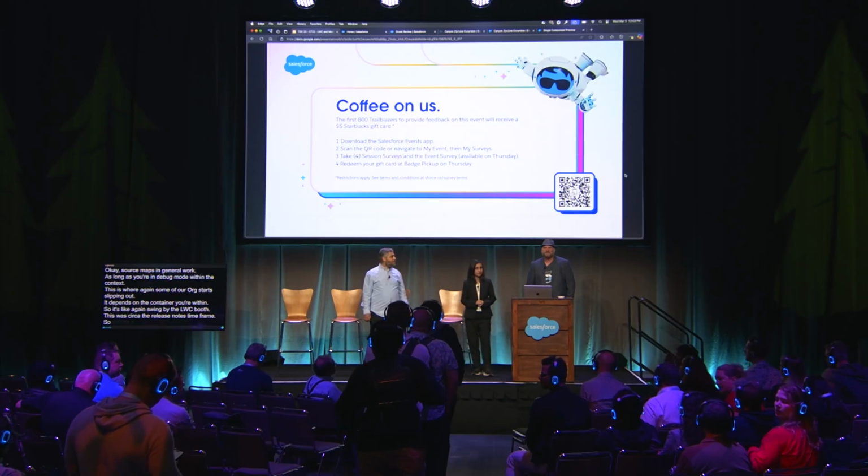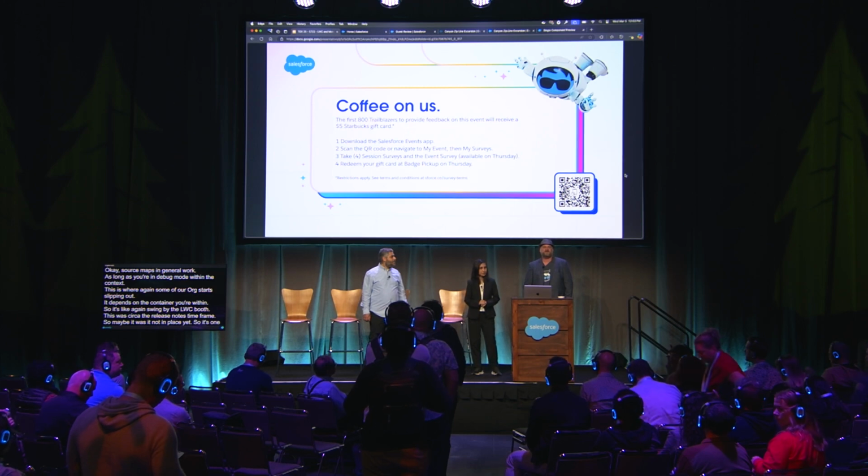Okay. Source maps in general work as long as you're in debug mode within the Lex context. This is where, again, some of our org starts slipping out. It depends on the container you're within. So again, swing by the LWC booth. This was circa the release notes time frame, so maybe it was not in place yet? It's one of those things that source maps we kind of call out because LWC itself supports source maps, but it depends on the container we're within.